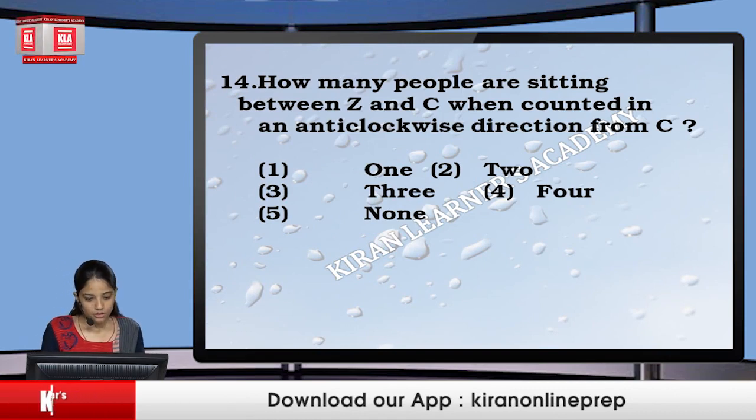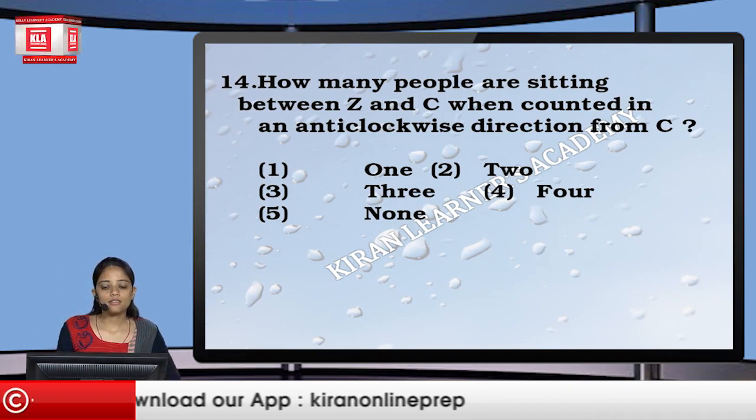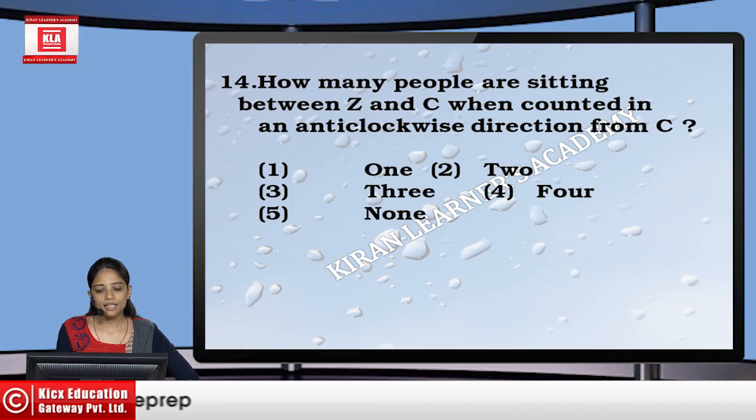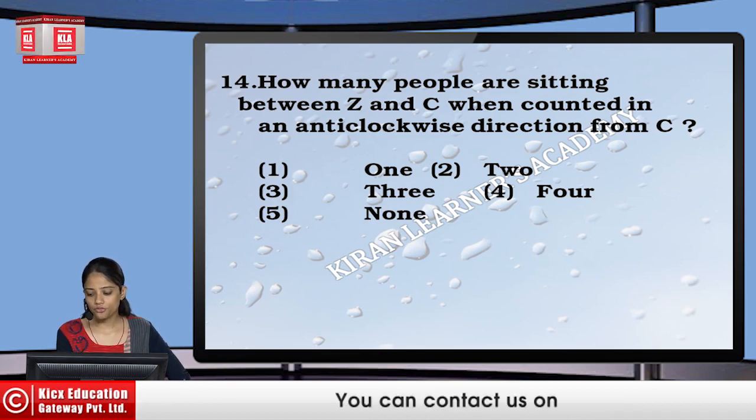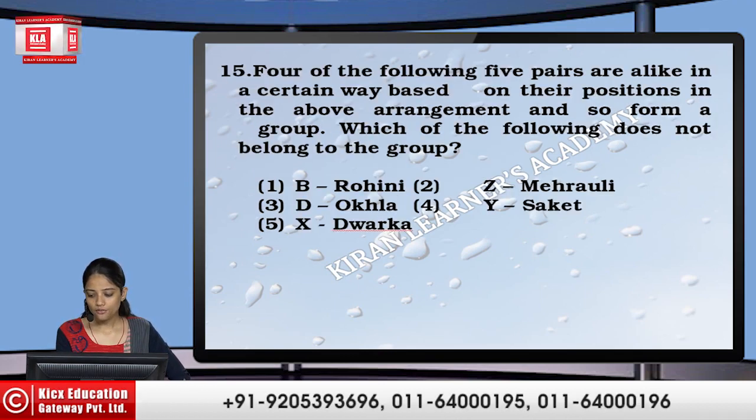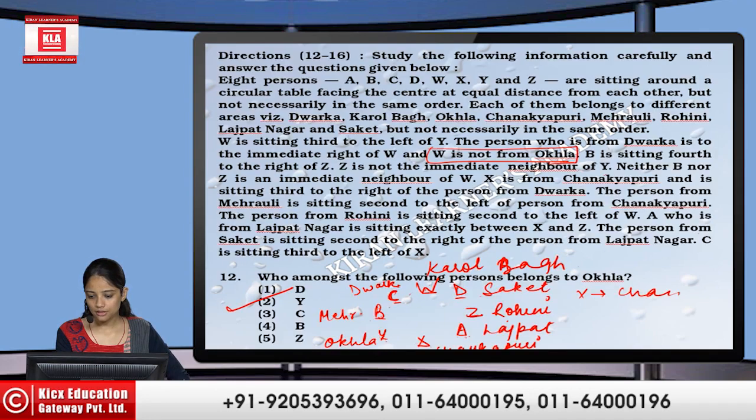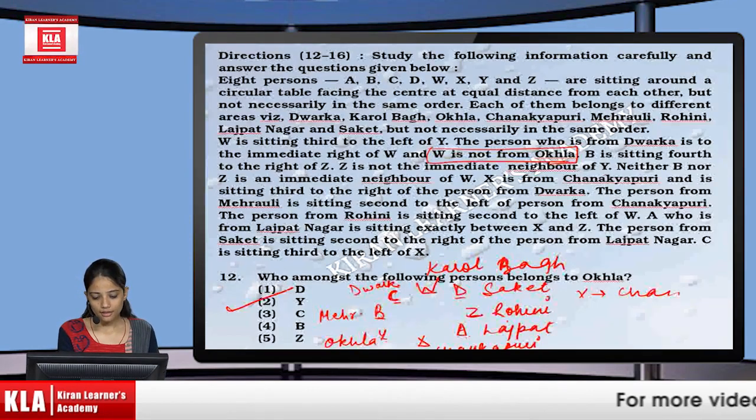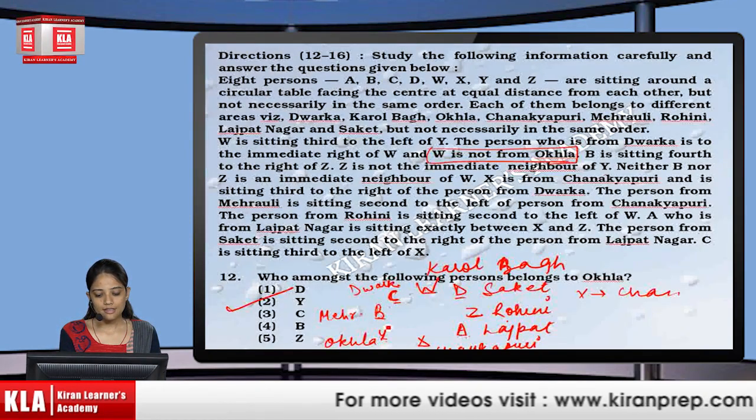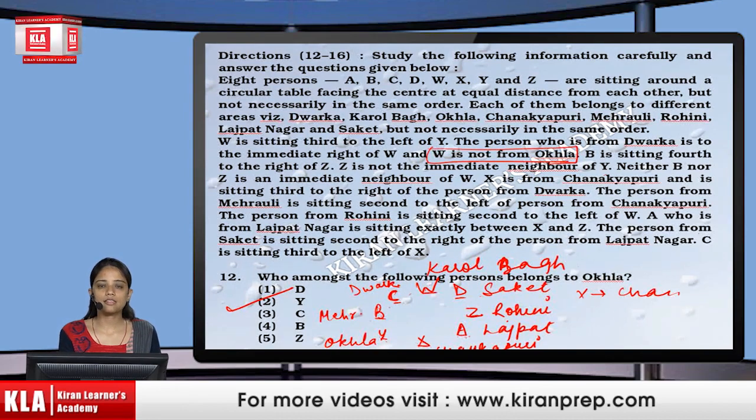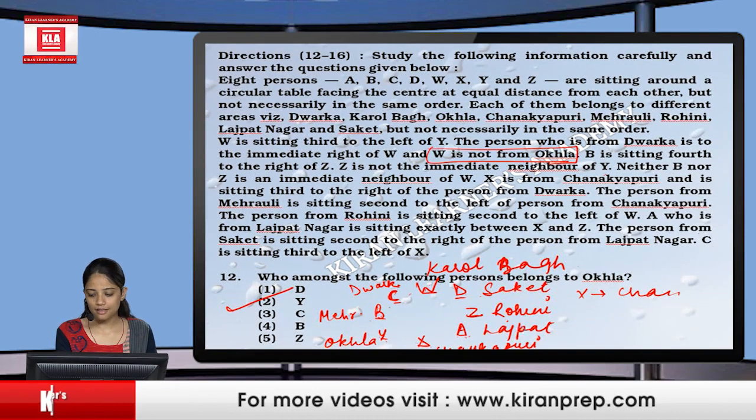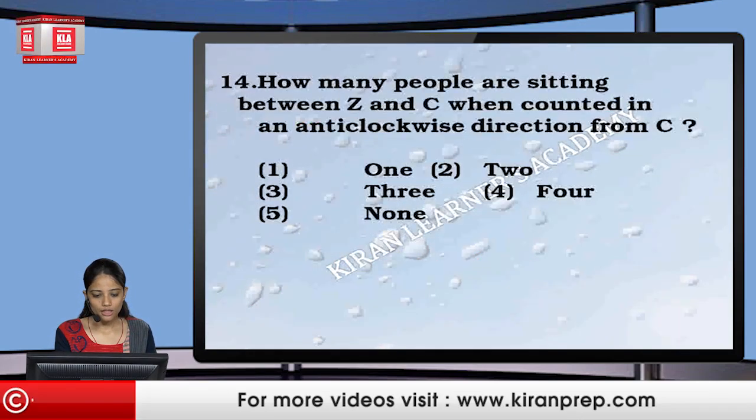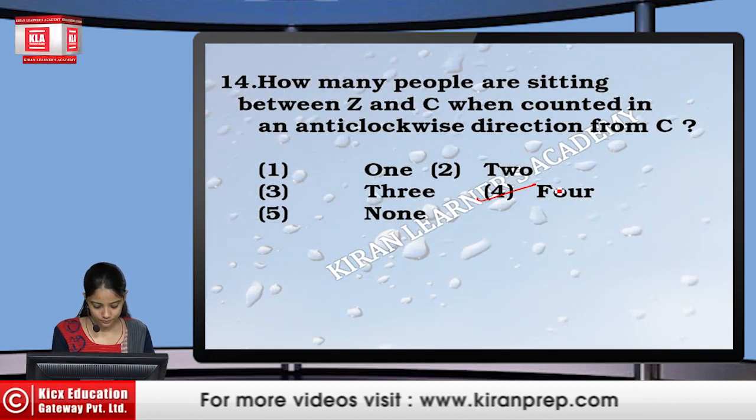Next comes, how many people are sitting between Z and C when counted in the anti-clockwise direction from C? So we have to see the counting from C in the anti-clockwise direction. From C till Z, we have 4 persons, namely B, Y, X and A. So the answer will be 4.